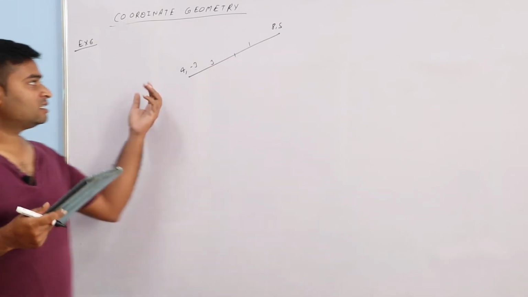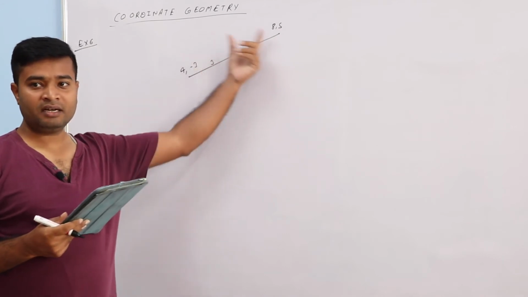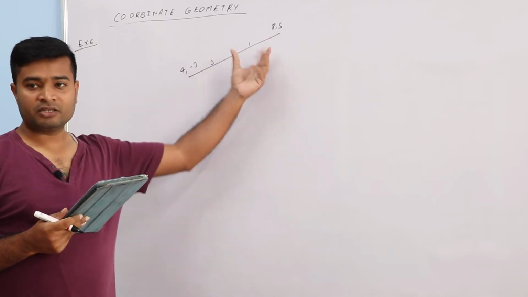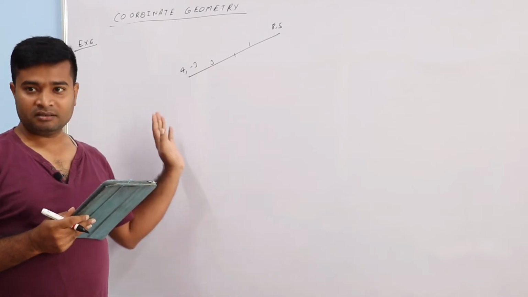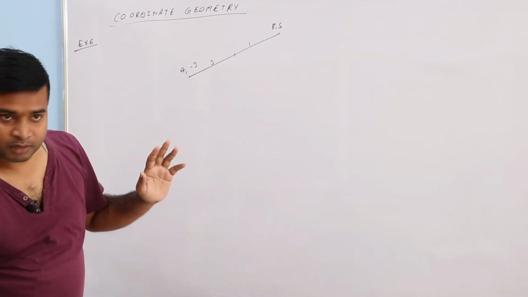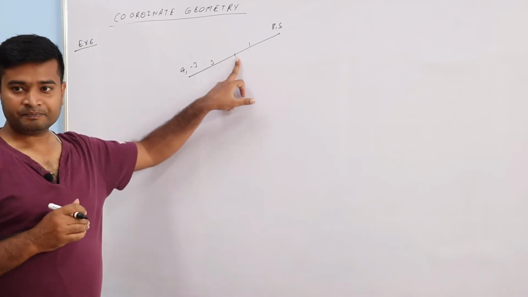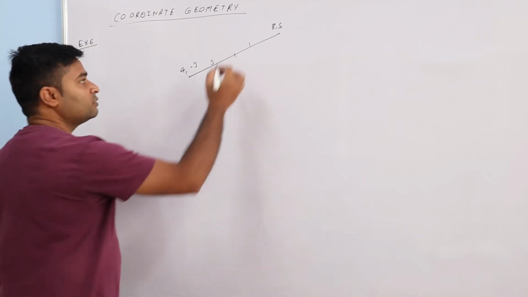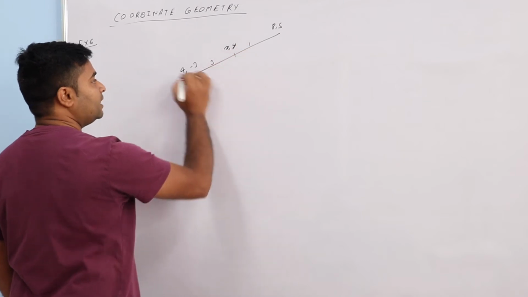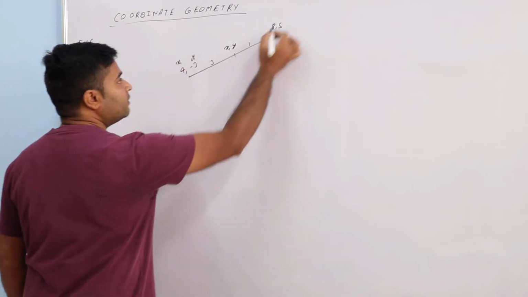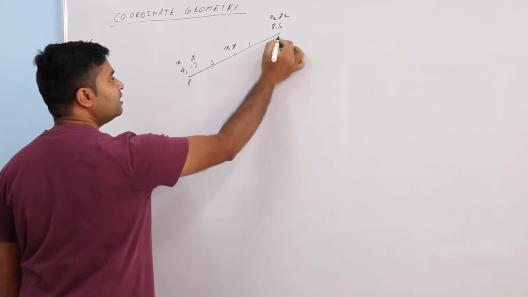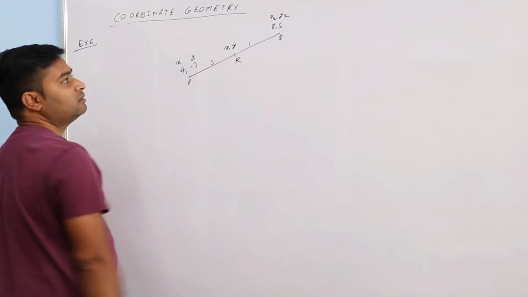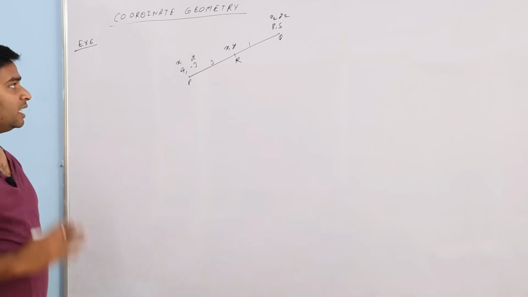A line segment is there whose coordinates are given, and it is divided in some ratio. Then it says to find the coordinates of the point. Which point? They are saying to find this one. So assume this one is x comma y. This is x1, y1, x2, y2. Give some names P, Q, R. Correct? Now we should find x.